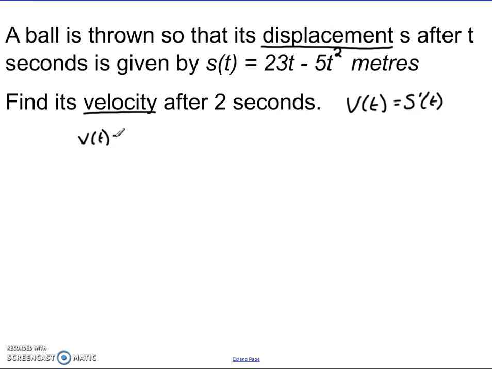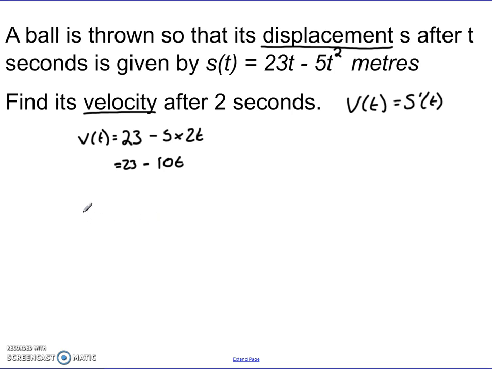So we know v of t is going to equal the derivative of this. So start with the first term. We've got 23. Derivative of t is just 1, so it's just 23 on its own. Take away 5 times the derivative of the t squared part. So we get 2t to the power of 1, so just leave it as 2t. That then equals 23, take away 10 times t. So we've got the formula for our velocity.